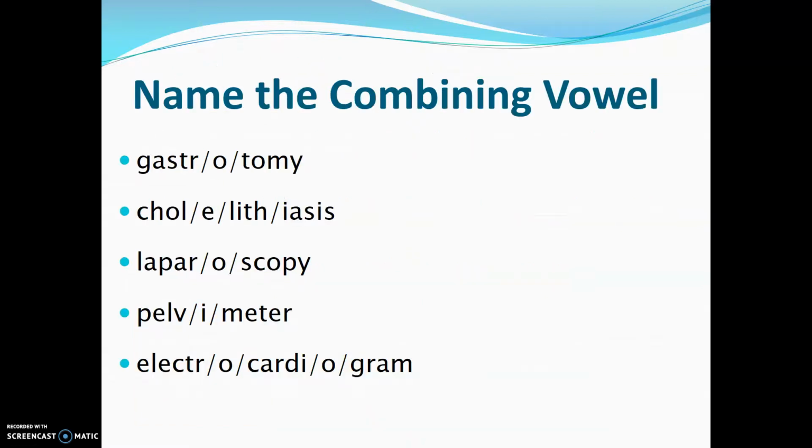Let's name the combining vowel. In the word gastrotomy, the combining vowel is O. And cholelithiasis, the combining vowel is E. For laparoscopy, O. That's right. Pelvimeter, I. Good. Electrocardiogram. Notice in this one, there are two combining vowels. In this example, they are both the letter O.